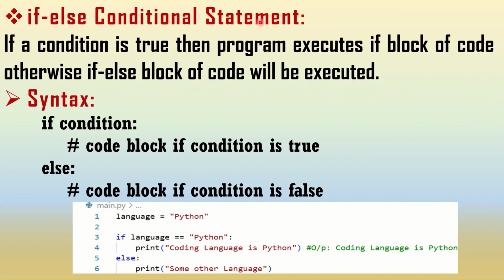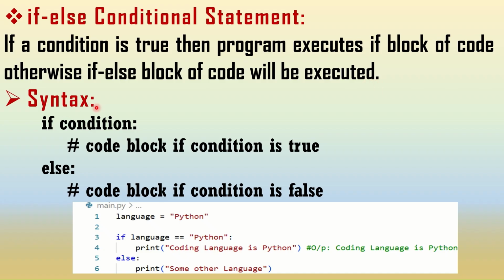If else conditional statement. So for the if conditional statement, if we add an else conditional statement, then it becomes if else conditional statement. So in this if else conditional statement, first of all, the condition will be checked. Whenever the condition becomes true, the program executes the block of code inside that if conditional statement. Otherwise, whatever block of code we have inside the else will be executed.